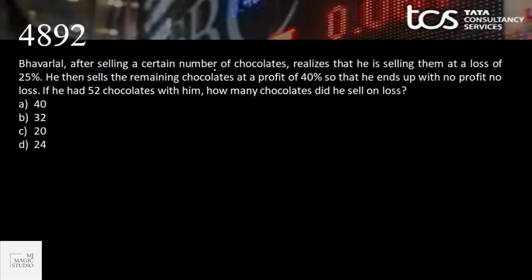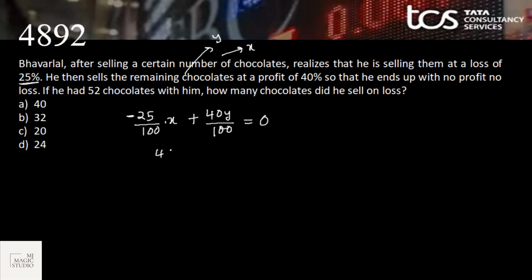Bhavanlal, after selling a certain number of chocolates, let it be X, realizes that he is selling them at a loss of 25%. He then sells the remaining chocolates, let it be Y, the total chocolates with him being X plus Y, at a profit of 40%, so that he ends up with no profit, no loss. That means minus 25% on X plus 40% profit on Y should equal 0, because he ends up with no profit, no loss.